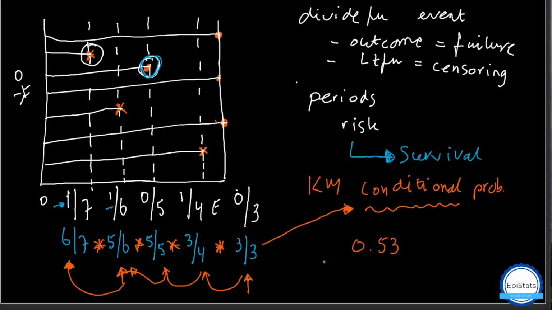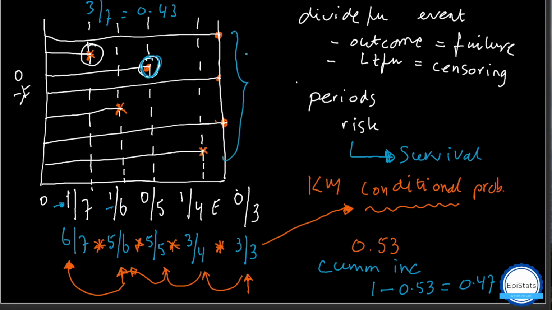We can convert that into a cumulative incidence of the outcome by taking 1 minus the survival, which is 0.47. And this number is slightly different than the conventional risk, which we would have calculated as 3 out of 7 or 0.43. But as seen in an earlier video, a conventional risk assumes that there is complete follow-up for all participants. The Kaplan-Meier estimate deals with loss to follow-up.